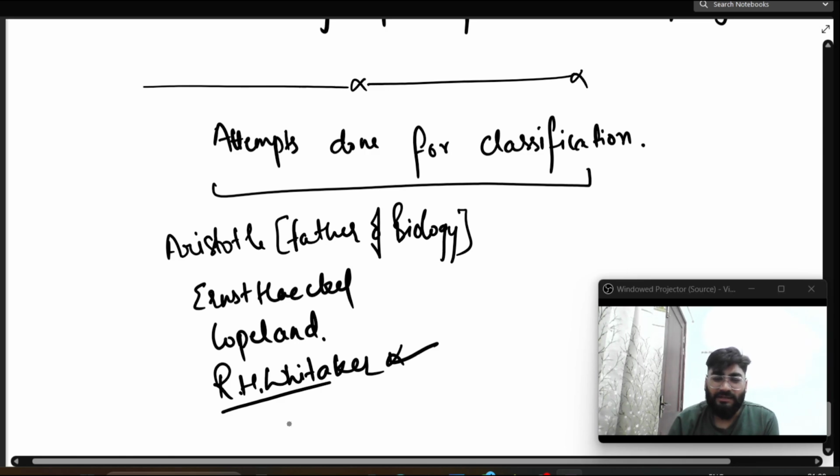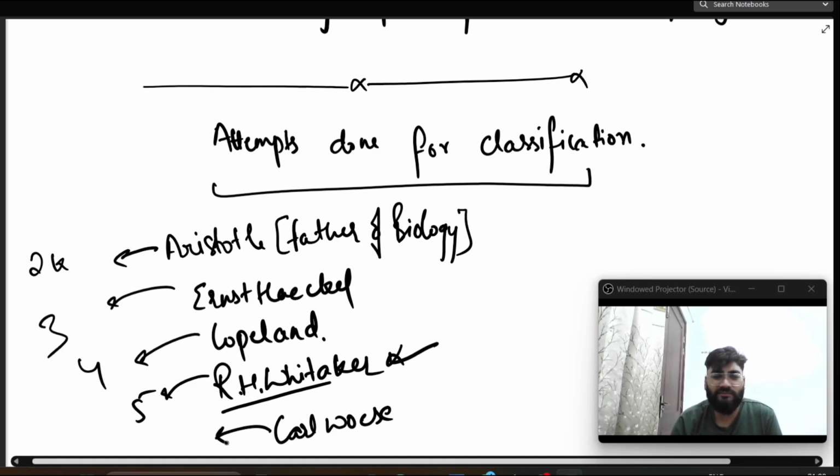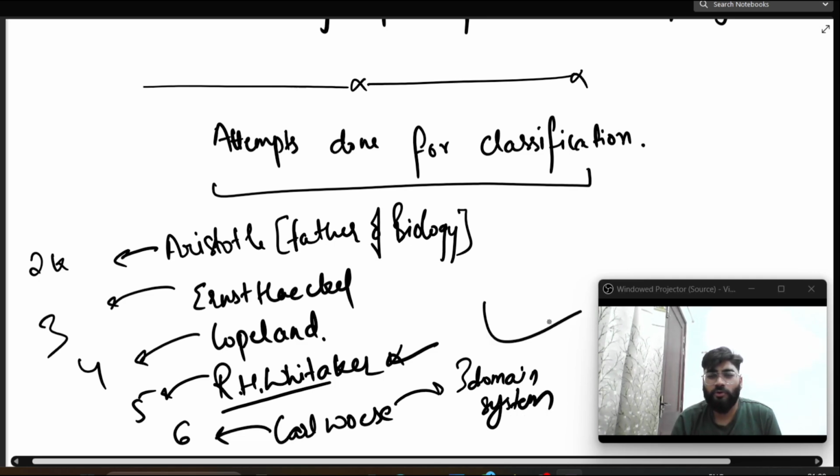Then we have the last one, Carl Woese. Aristotle's was related to 2 kingdom classification. Then it is related to 3 kingdom classification. Then we have 4 kingdom and 5 kingdom classification. Then we have Carl Woese with the 6 kingdom classification and the 3 domain system. We are going to talk about all of this in the next class.